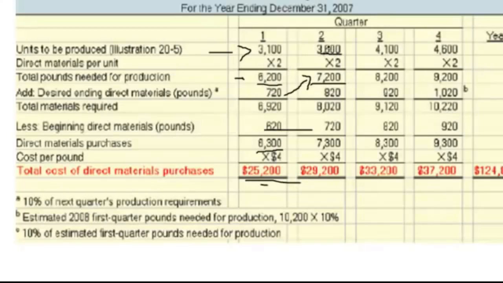Again, second quarter, we're going to need 7,200 for production. We also need 10% of third quarter. There's our total needs, but we already have 720. So therefore, we need 7,300, and it costs $4 per unit. So that's how we build the direct material budget.